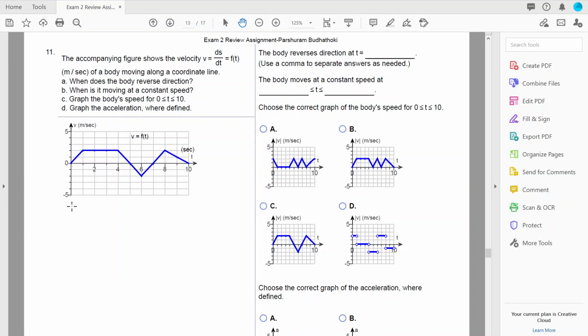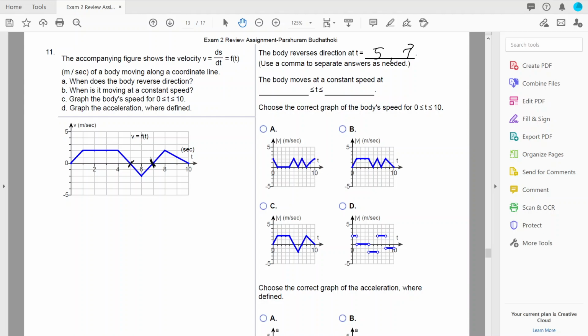But other than 0, you can see that at t equals 5 and t equals 7, the velocity is 0, and it's going from positive to negative and negative to positive. That means it's changing direction. So the answer for part A is, the body reverses direction at time t equals 5 and 7. These are the two answers for the first one.